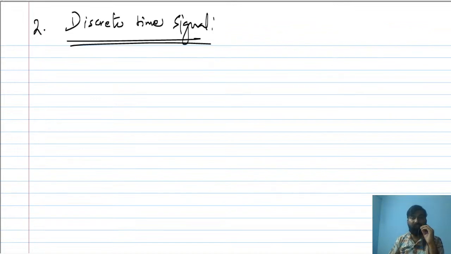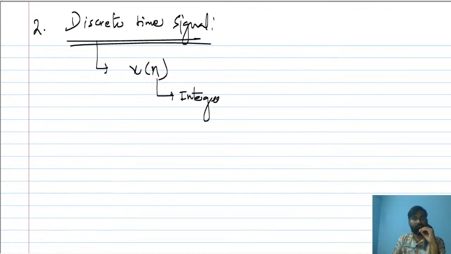Discrete. It will not be continuous now. So we denote discrete time signal as x of n, where n will be an integer. In case of discrete time signal, the time t will not be visible. n is considered as an integer value. Keep in mind that small t will not be there. It will be the function x of n. That you have to understand.